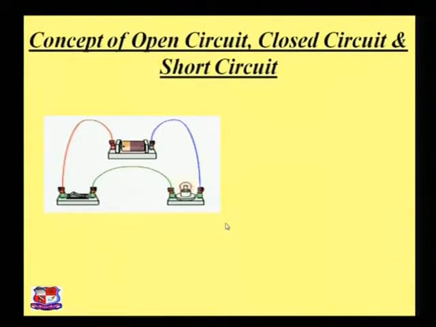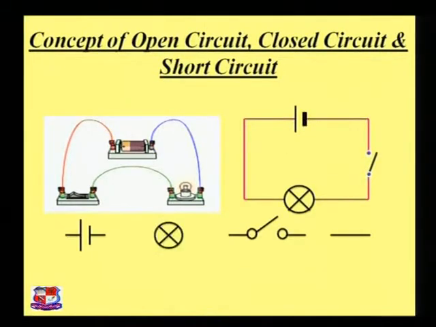Now move toward the concept of open circuit, closed circuit and short circuit. There is a figure which scientists generally prefer. There is one battery, that is the EMF source of energy, and there is a switch, that is the loading device. We cannot always draw the circuit like that, so we move toward a simplified model of it.